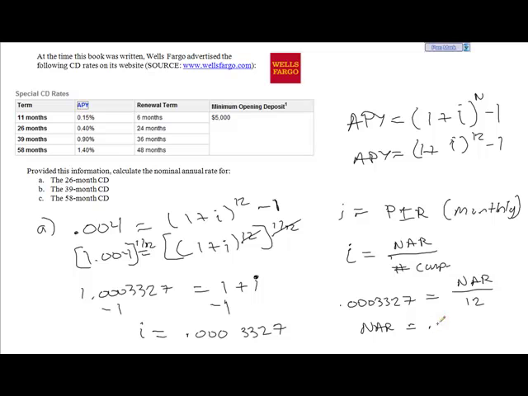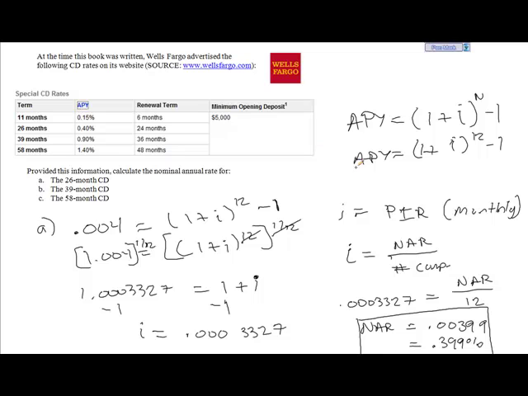0.00399, which is equal to 0.399%. Now that's consistent with what we have here, because notice that the nominal annual rate is just a little bit smaller than the APY. So the bank on a stated scale is actually paying you 0.399%, but with compounding it comes out to 0.4%.